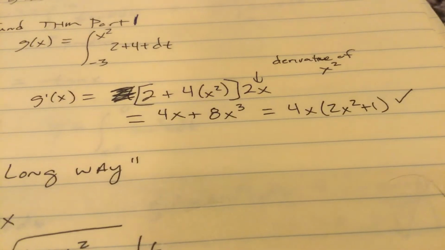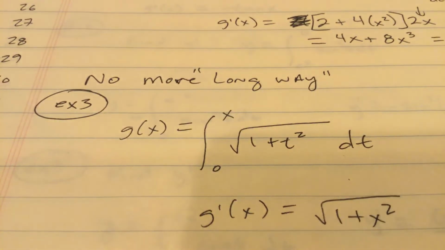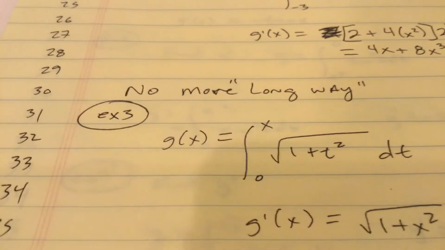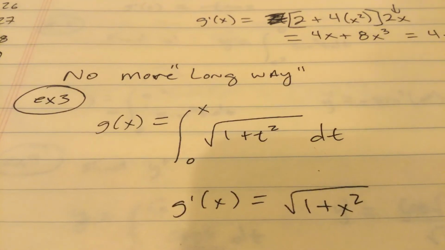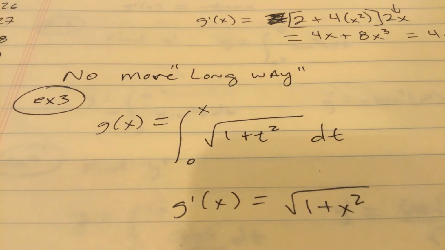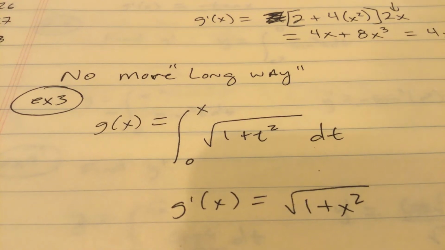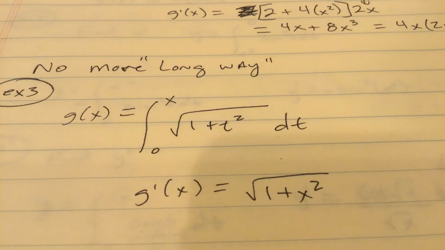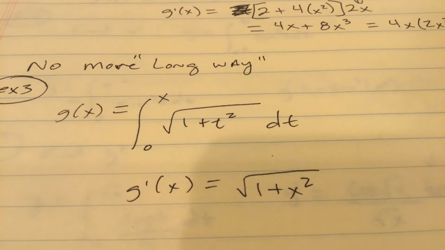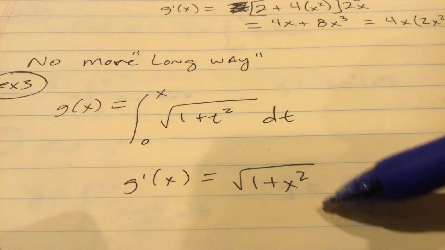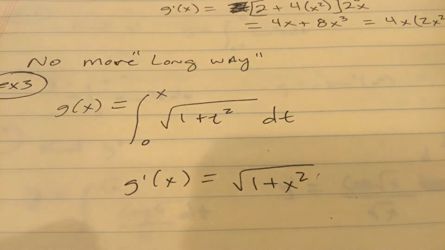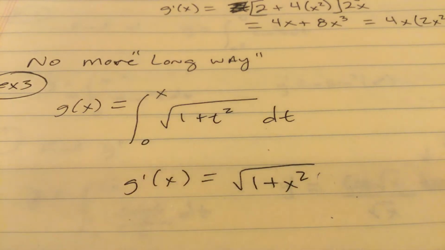All right, so no more long way. There's always one of these on the SIU Carbondale final. So I want to find g prime of x. g of x is equal to this: the integral of the square root of 1 plus t squared dt, with bounds 0 to x. So g prime of x would simply be the square root of 1 plus x squared, plugging x in for t. And then again, the derivative of x, my upper bound, would just be 1. I don't need to put times 1 there. All right, that's it. That's what g prime of x is. Again, fundamental theorem of calculus part 1.